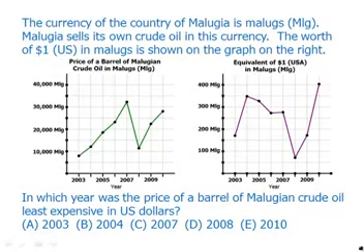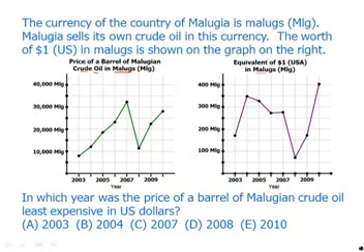So the graph on the left shows the fluctuating price of crude oil in this strange currency, Malugs, which is the currency of this imaginary country, Malugia. On the right, we have the equivalent of $1 US in Malugs. And the question here is, in which year was the price of a barrel of Malugian crude oil least expensive in US dollars? So let's think about this.